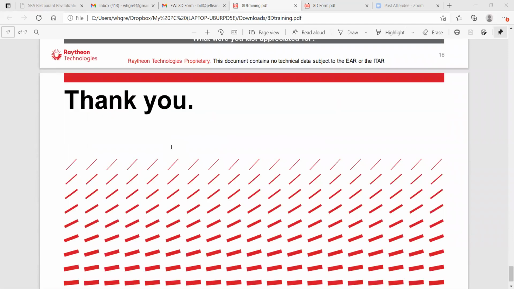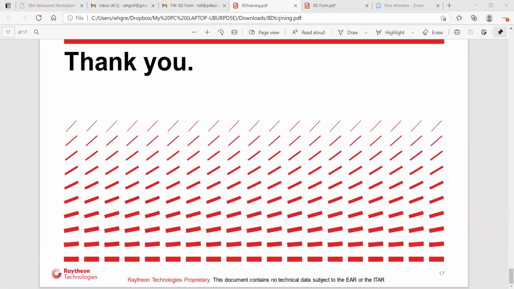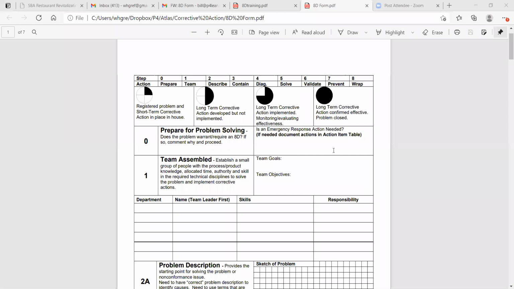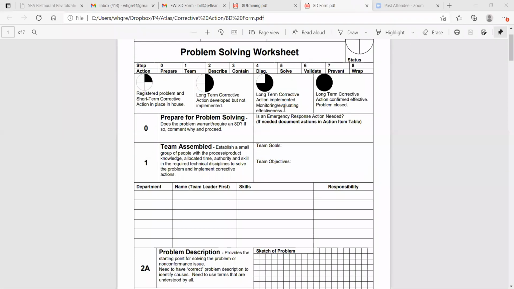And that's the training. So I want to take you over to the form real quick, which is what we're going to start going through. And there's our form. So again, the form is, you can see it's 7 pages long.